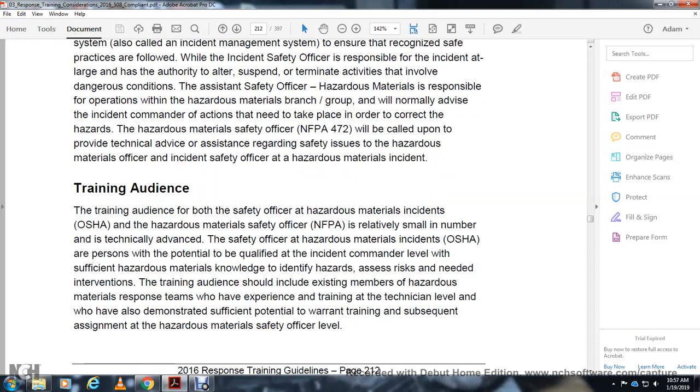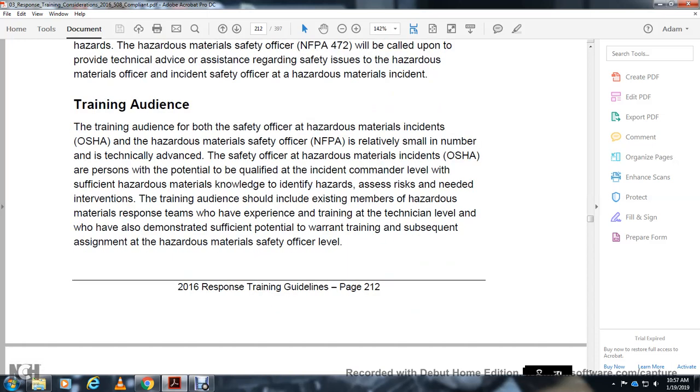Training audience. The training audience for both the safety officer, hazardous material incident, under OSHA and the hazardous material safety officer is relatively small in number, with technical advances. The incident safety officer, hazardous material incident, under OSHA is a person with potential qualification at the incident command level, with the knowledge to identify the hazard and assess the risk needing intervention. The training audience shall include existing members of the hazardous material response team who have experience and training at the technical level and also demonstrate sufficient potential to warrant training for subsequent assignment at the hazardous material safety officer level.